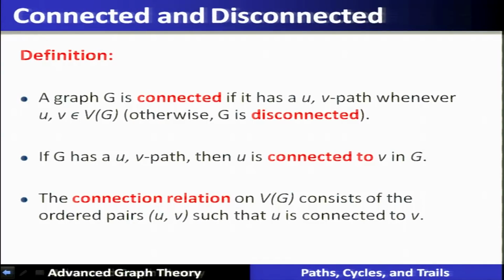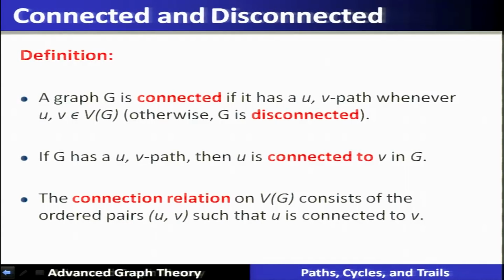So, again, before we go ahead, let us define again: a graph is called a connected graph if it has a UV path between any pair of vertices. So, if any pair of vertices does not have a path, or there is no connection between them, then the graph becomes disconnected. Now, for a particular pair of vertices U and V, if a path exists in a graph, then U is connected to V in the graph.